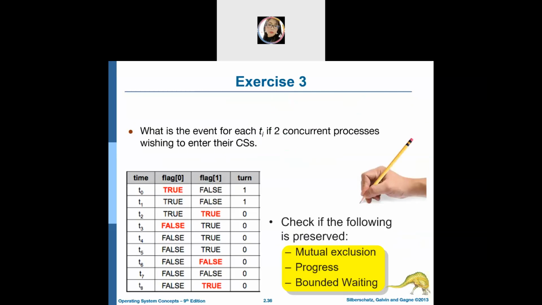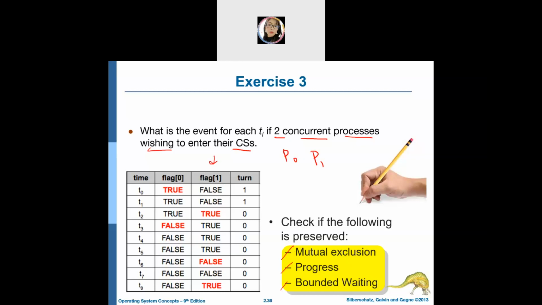So let's see the example. What is the event for TI if two concurrent processes are trying to enter the CS? So if you have two, P0 and P1, check if the following is preserved, which is mutual exclusion, progress, and bounded waiting.